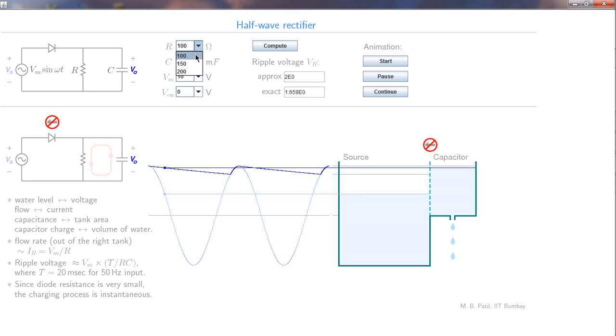R from 100 to 150. The ripple voltage with 100 is 2 volts, and with 150, let's compute, it is 1.33 volts, and that is what we expect.